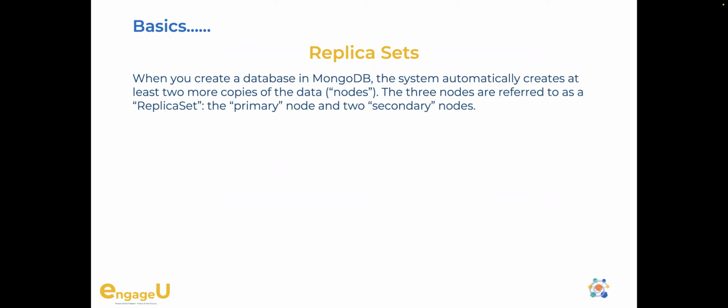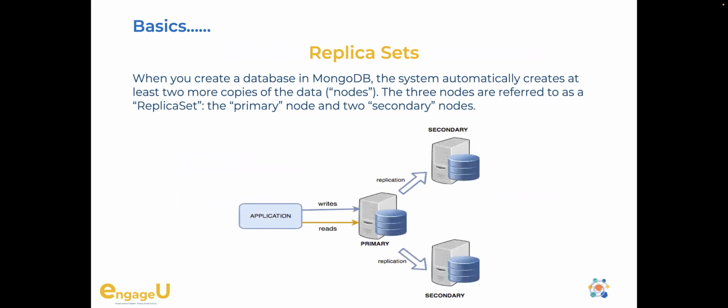When you create a database in MongoDB, the system automatically creates at least 2 more copies of the data, called nodes, and those are referred to as a replica set. This is how it works: basically there's a primary node and 2 secondary nodes. Your application usually reads and writes to the primary node, and those are continually backed up to secondary nodes. And you can also, however, read data from one of the secondary nodes.